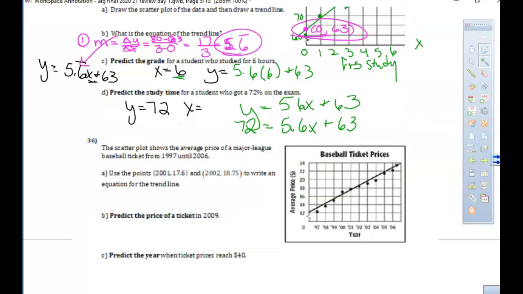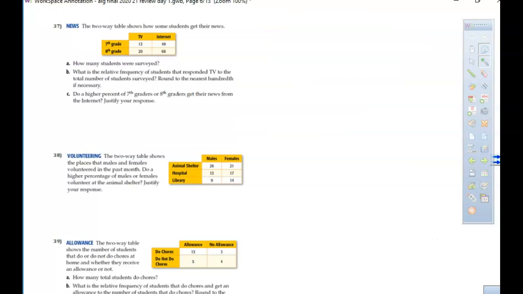It's pretty much time to go. So looking at 36, I just want you to know that we didn't cover 37 to 39. So you might see that on the final, but I'm not going to test you on it. We did not do two-way tables. They're not hard, but we just didn't study those. So you're clear and good with that, okay?